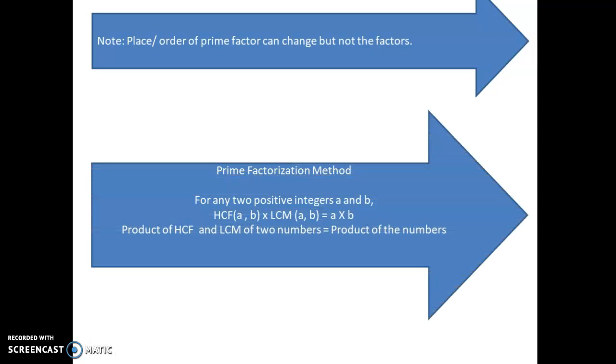Okay, and the last formula is about the prime factorization method. For any two positive integers a and b, the product of their HCF and LCM is always equal to the product of the numbers.